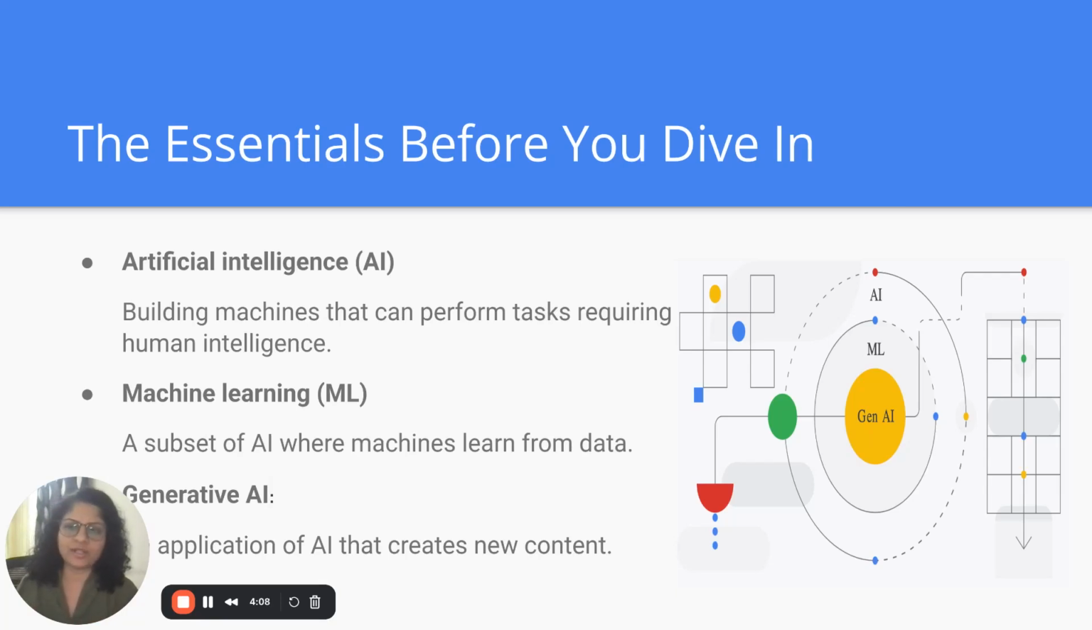The definition goes like this: it's a broad field of building machines that can perform tasks requiring human intelligence. This is the overarching goal: to create systems that can think, reason, and solve problems, that can perceive, understand, and give a solution to a problem, which in broader terms we call artificial intelligence. Then what is machine learning?